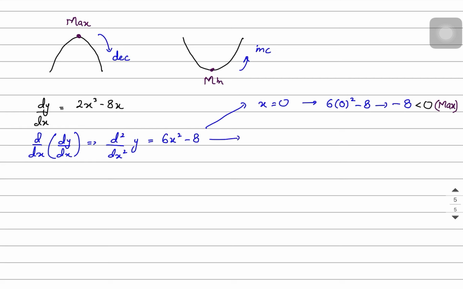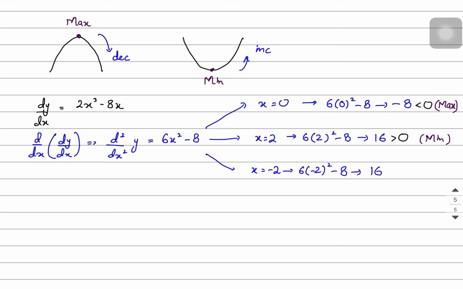Again, I have x equals 2, that is going to be 6 into 2 squared minus 8. 6 times 4 is 24, minus 8 is 16. That is a positive value. A positive value tells me that it is going to be an increase. And if it is an increase, then it is going to be a minimum point. So the double derivative helps us in finding out the nature of the stationary point.